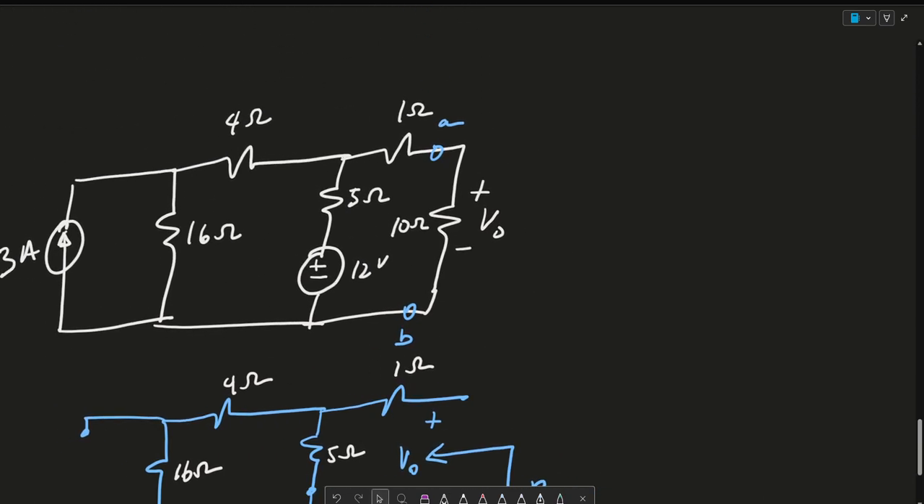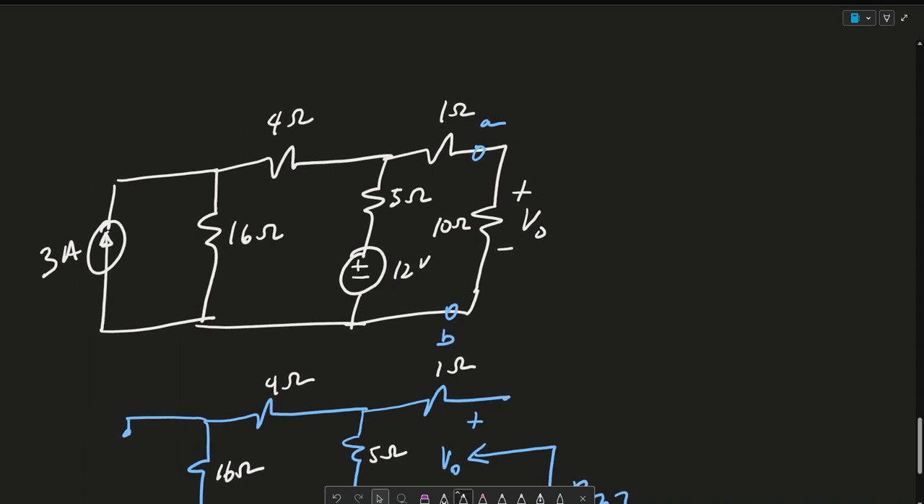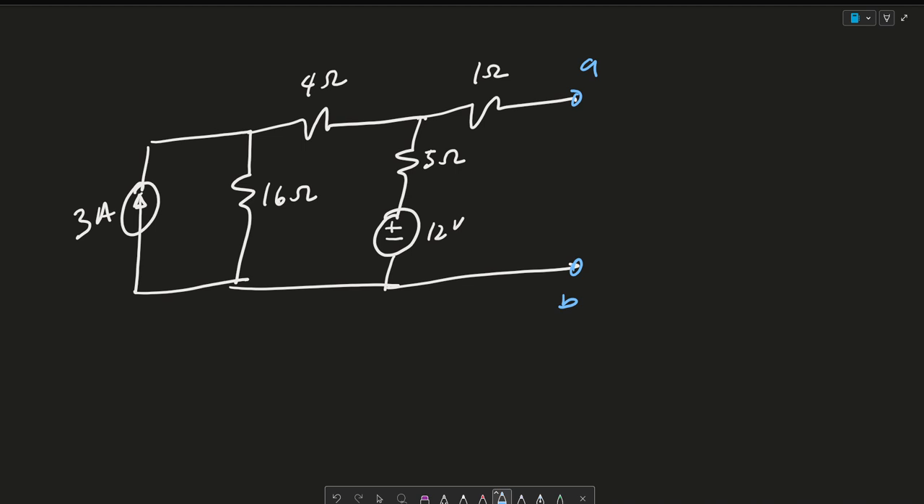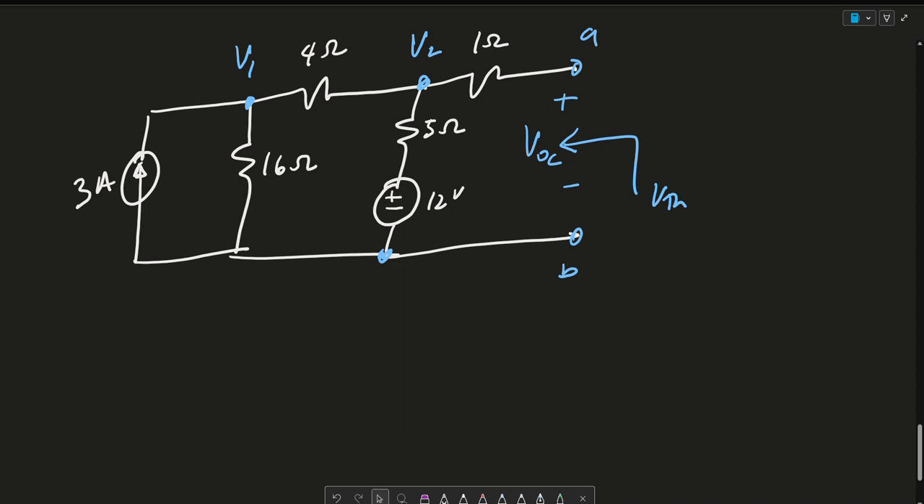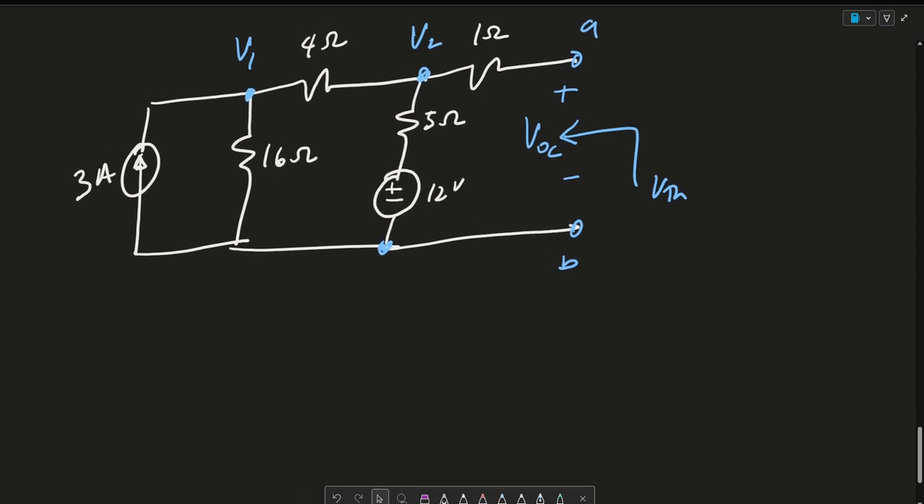And then the next step is to find VOC. So I'm going to go ahead and redraw the circuit, or I'll copy the circuit. Again, this here is VOC, or V Thevenin. I'm going to realize that VTH is the same voltage going through here. Let me call this V2 and this V1. I'm going to write two equations for V1 and V2. And when I find V2, that is my VTH.